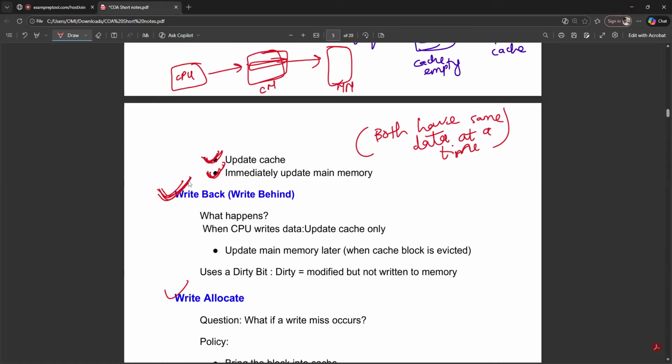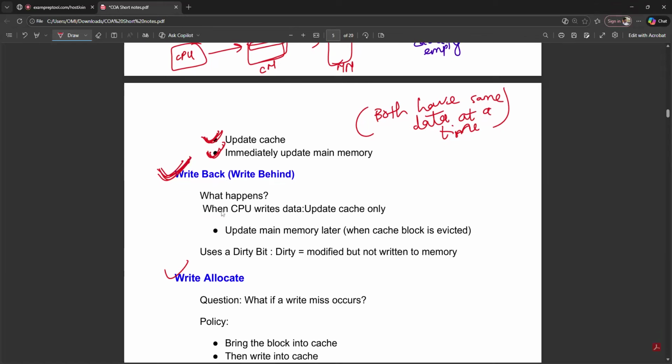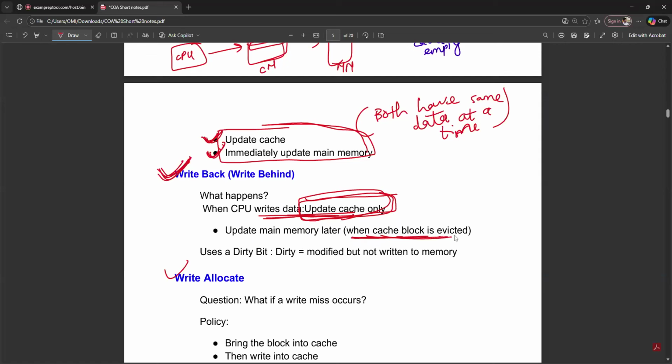Now the write back cache. Another name is write behind. What happens here when the CPU writes data is you update only the cache. In write through you update both cache and main memory immediately, but in write back you update only the cache, and update main memory later when the cache block is evicted. So here it is saving time.